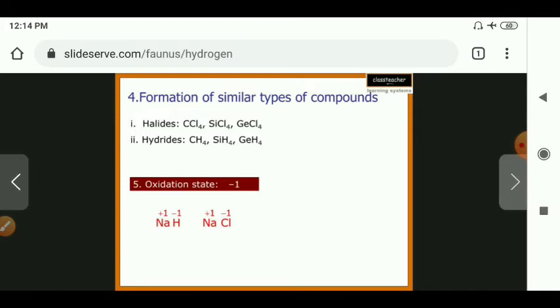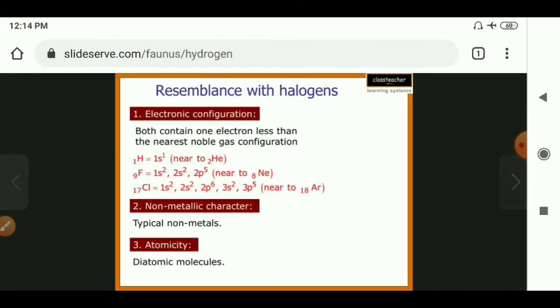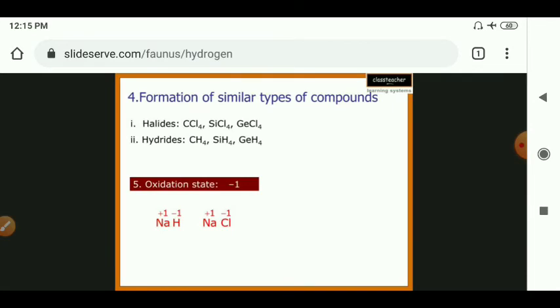So, what is the final one? The oxidation state. Both can exist in the -1 oxidation state. We know that hydrogen tends to combine with metals, so it can exist in a -1 oxidation state. Similarly, halogens can also exist in a negative oxidation state. These 5 properties are similar to the halogens.